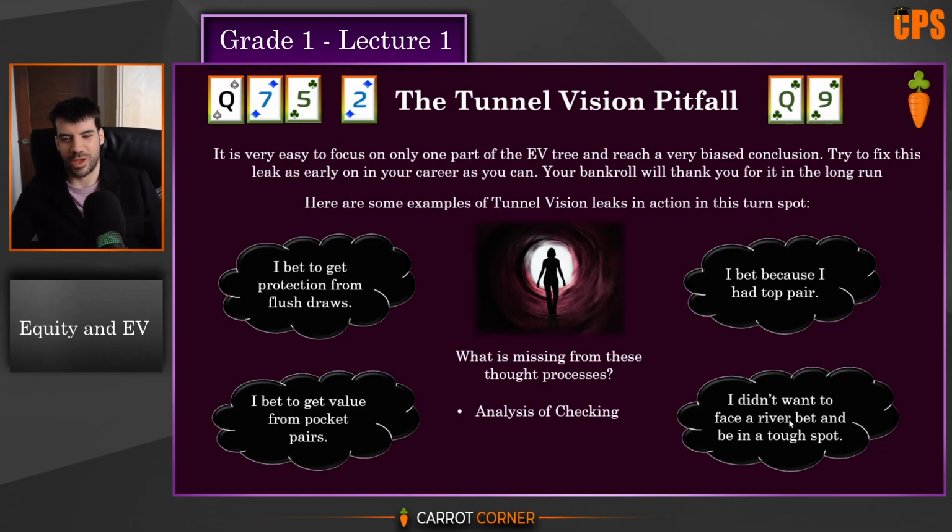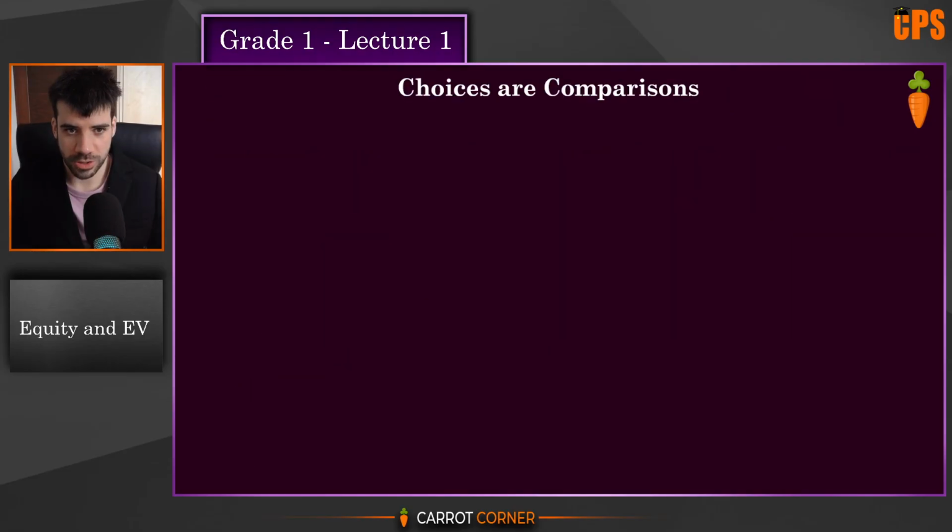So what's missing is an analysis of checking from all of these thought processes. Okay, this one talks about an emotion that might follow if we check. It doesn't actually analyze the EV of checking. There's no analysis of the EV cons of betting, nor is there really any consideration to most or all of villain's range in any of these thought processes. They're all tunnel vision. It's very important to view choices as comparisons of EV.